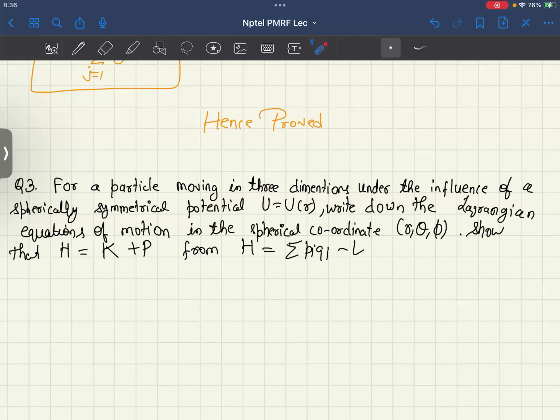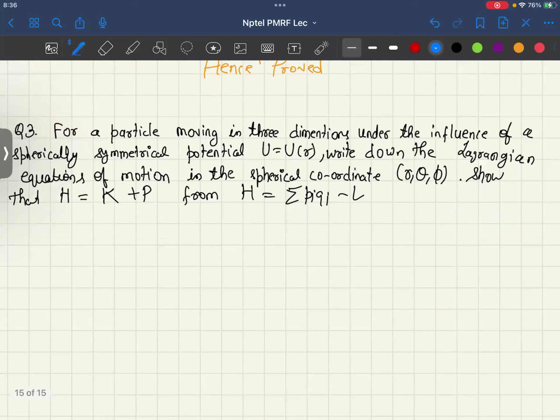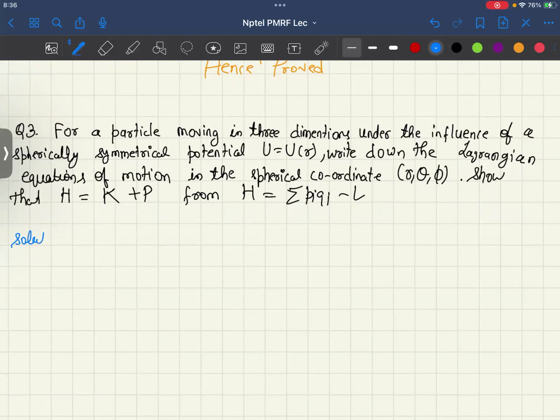And now what are we asked? We are asked to write down the Lagrangian and Hamiltonian equations of motion in the spherical coordinates. And then we have to show that the Hamiltonian is nothing but equal to kinetic energy plus potential energy, starting with the Hamiltonian equal to the summation of p_i q_i dot minus L. Right, so there are two parts. So first, let us move on to the first part. Okay, so let us start.